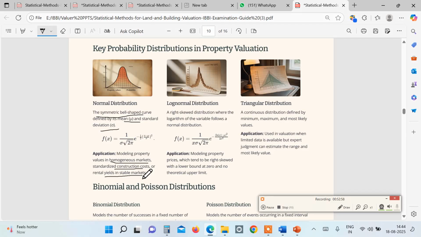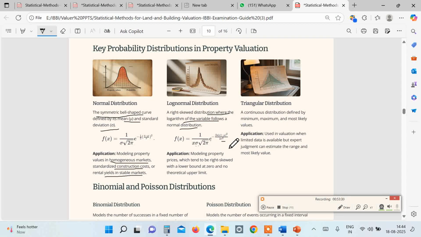The second one is the log normal distribution. It is a right skewed distribution where the logarithm of the variable follows a normal distribution. The formula is f(x) equals 1 divided by x times sigma, the standard deviation, times the square root of 2 pi, multiplied by e raised to the power minus (natural log x minus mu) whole squared divided by 2 sigma squared.